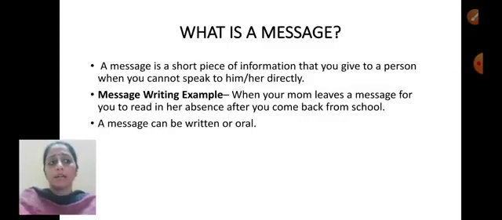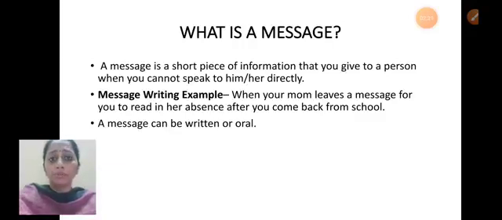What is a message? A message is a short piece of information that you have to give a person when you cannot speak to him or her directly. Let me give you an example. If your mom has to go out to buy something and there is something very important that has to be conveyed to your dad, she cannot speak to him directly. So what will she do? She will pass on that piece of information to you and you will convey it to him.